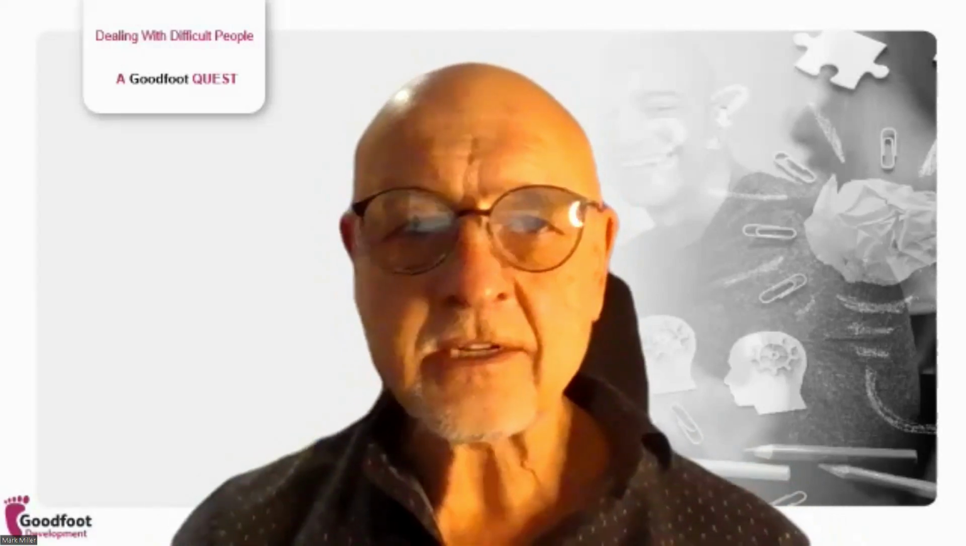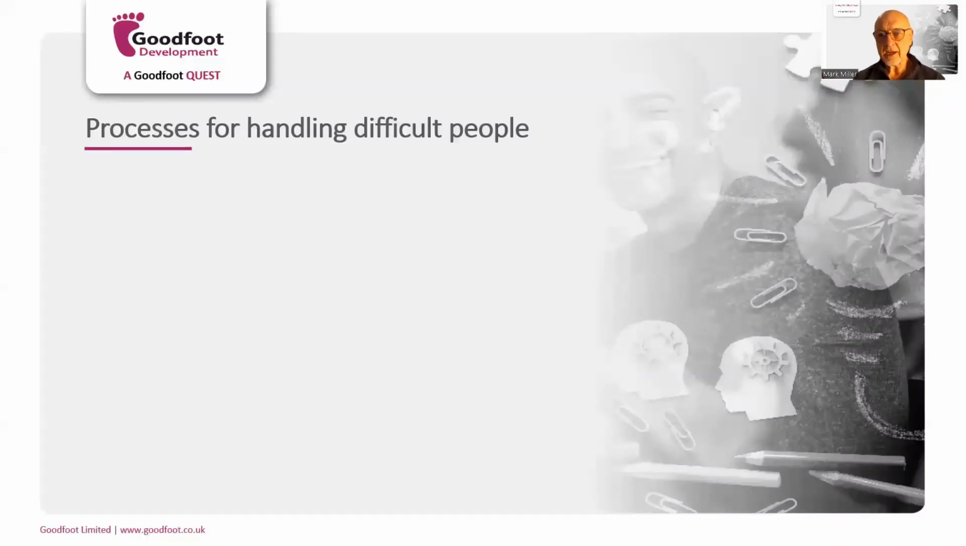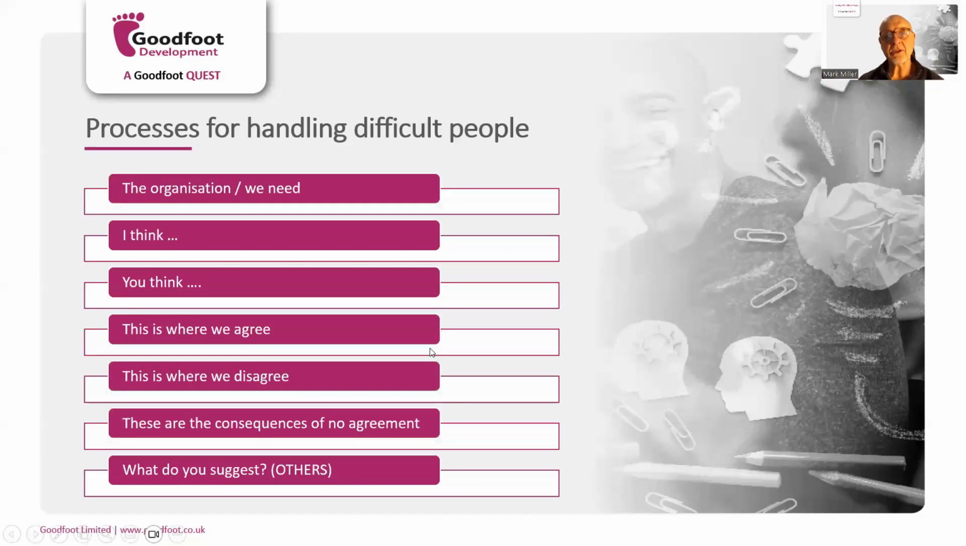What could we do? Let's have a quick look at a couple of processes, and then I'll give you a couple of tips for what to do when people are bogged down. So our process for handling difficult people needs to start with an explanation of where we're at the moment. The organization, the business, we as a team, this is what we need. This is what needs to happen. I think this, you think that. This is where we agree. This is where we disagree.